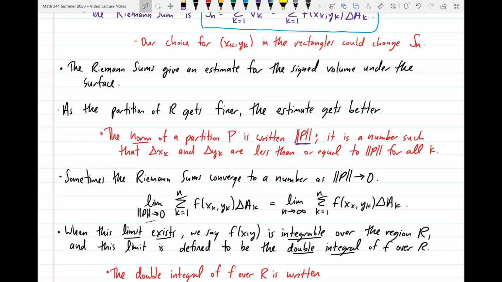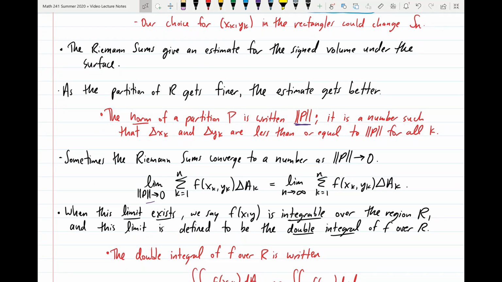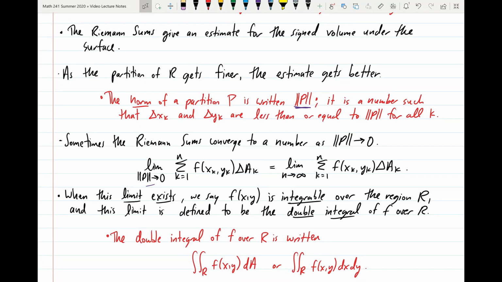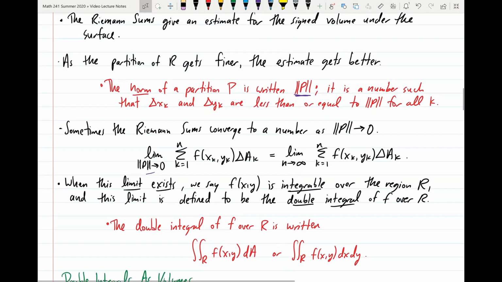So each of these Riemann sums will give an estimate for the signed volume under the surface, and as this partition of the region R gets finer, meaning that there's more and more small rectangles, the estimate will get better and better. So this is analogous to Calc 1 as well, where you sum up the area of more and more rectangles and your estimate will be getting better.